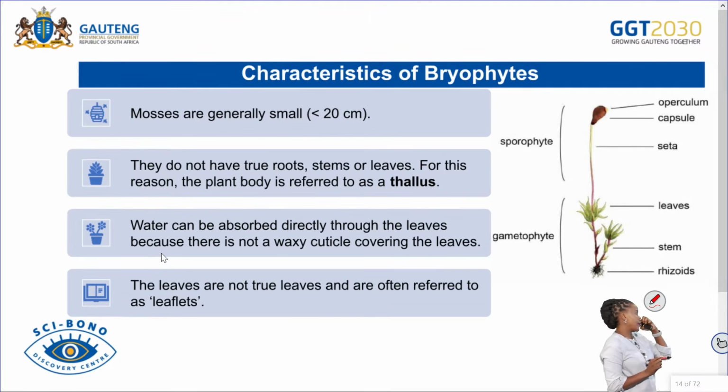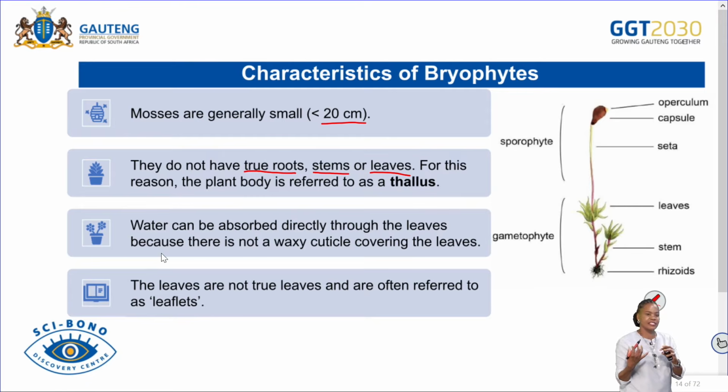Now let us look into the general characteristics of the bryophytes. Bryophytes are generally small. They are less than 20 centimeters in size. And then they do not have true roots, true stems, or true leaves.